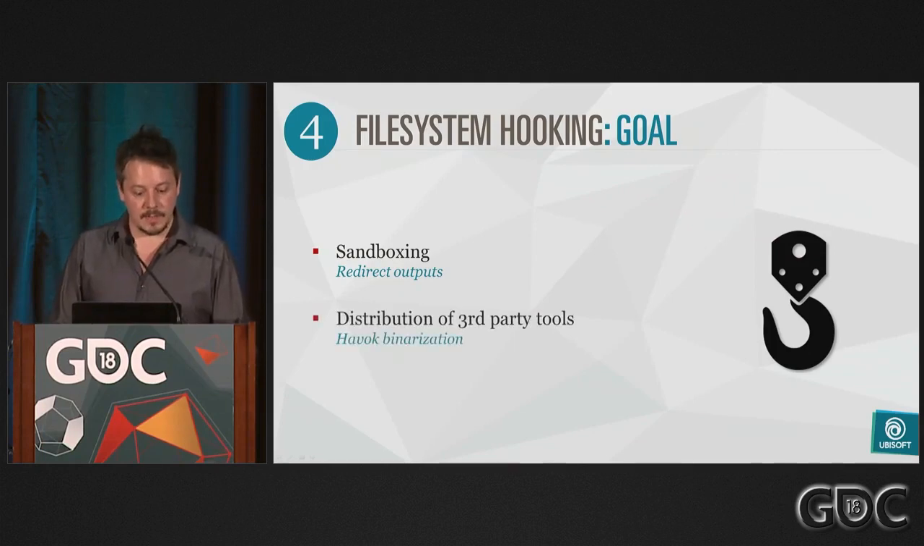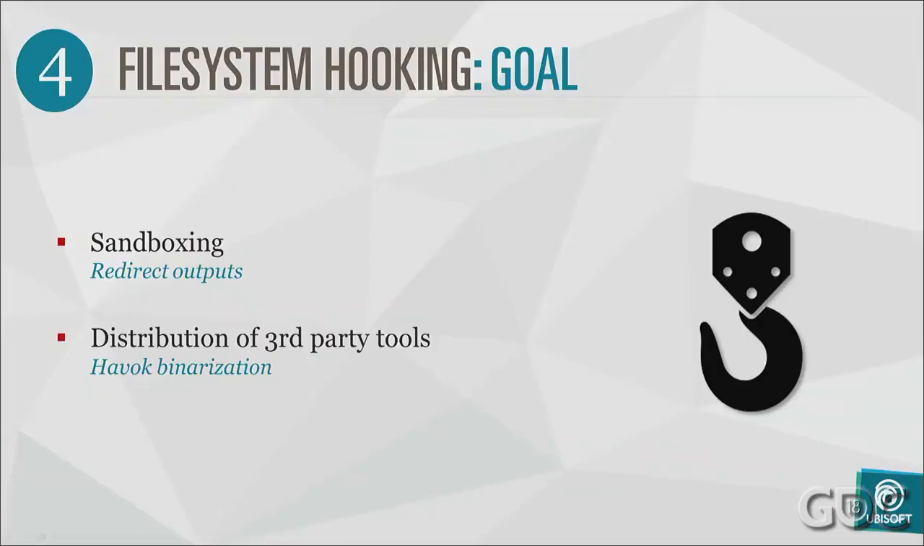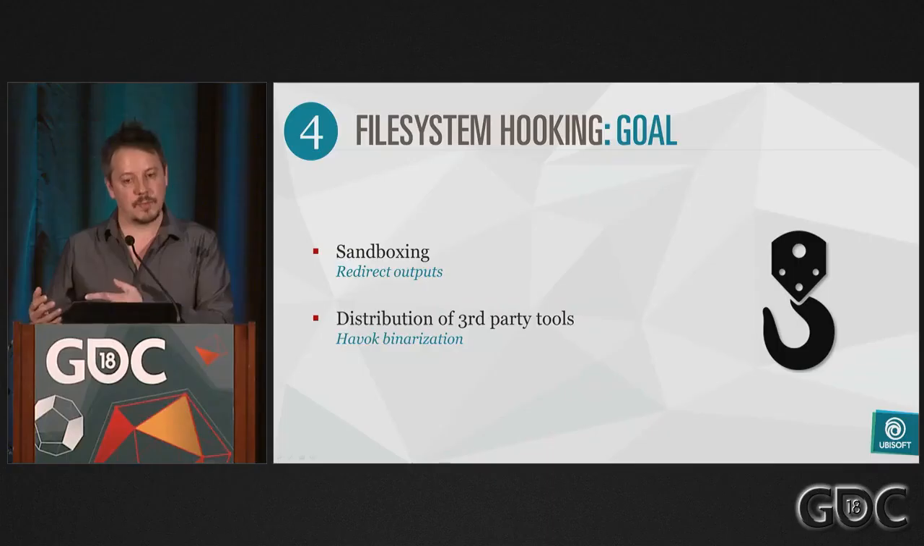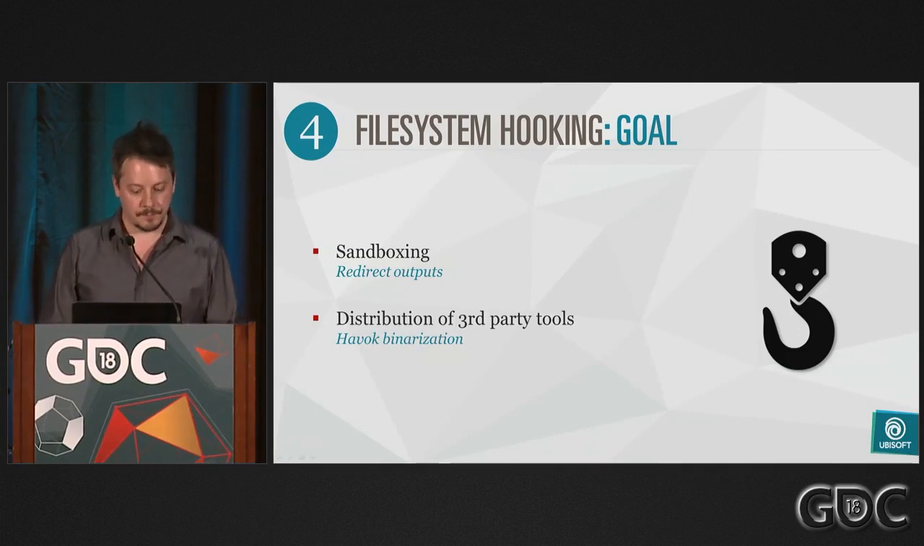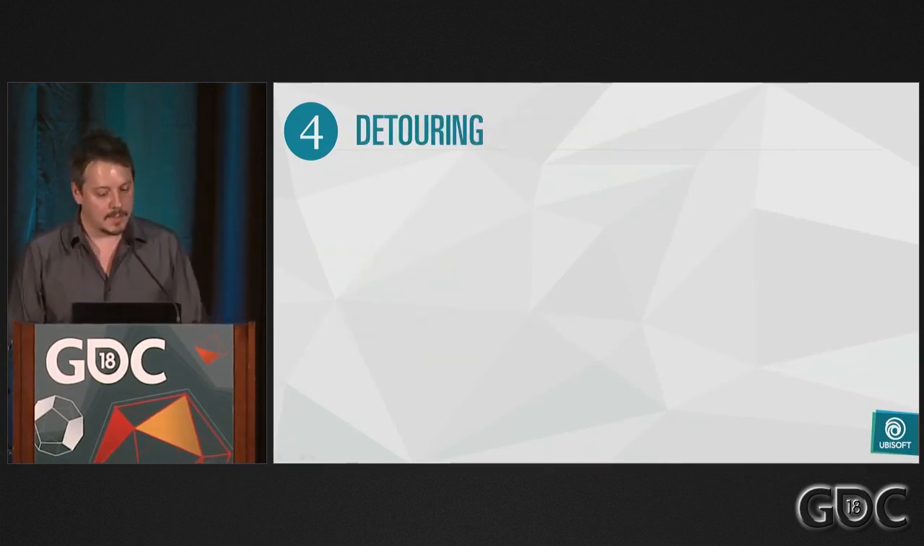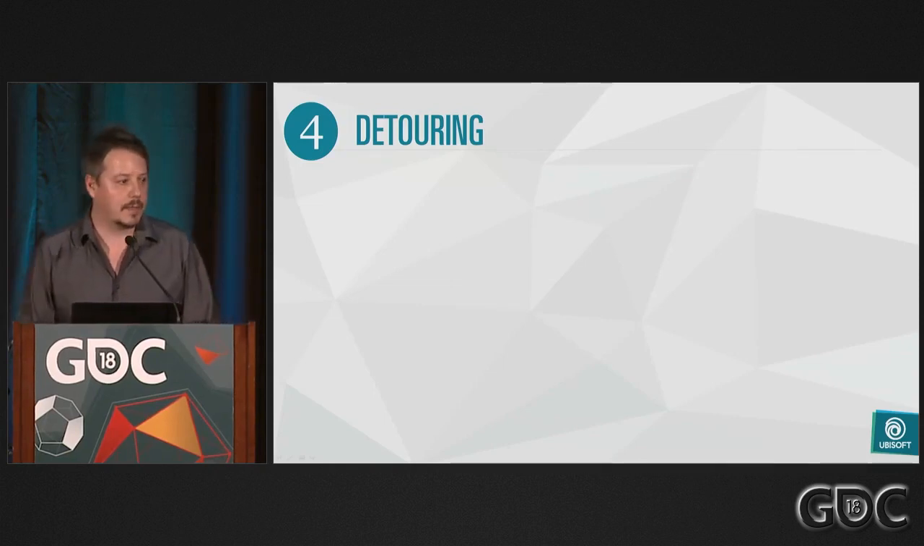Another benefit of that is distribution of third-party tools, because you can take control over the file system. You can replace the file system to perform network file operations. You can actually run it on another machine, but have this process actually interact with the files that lie on your local disk. And file system hooking is done through a technique that is called detouring.